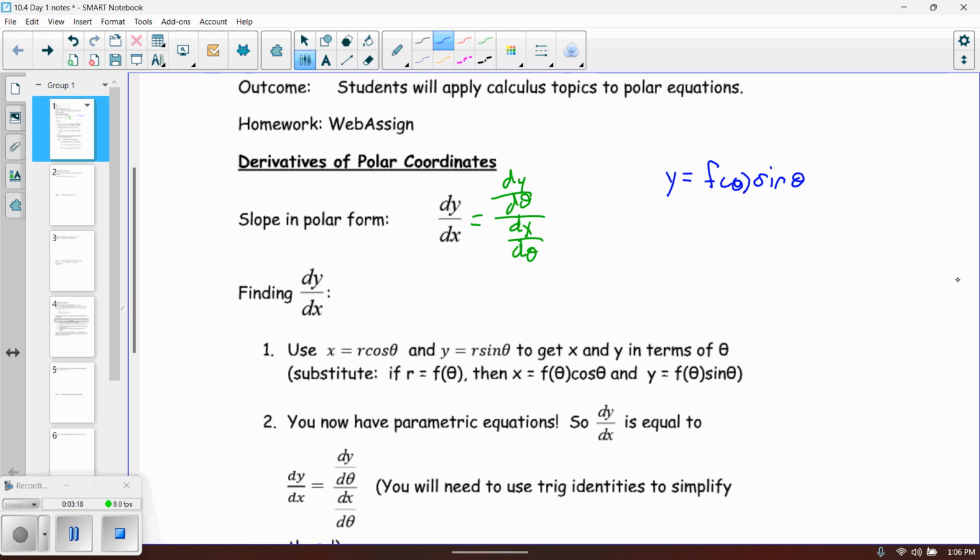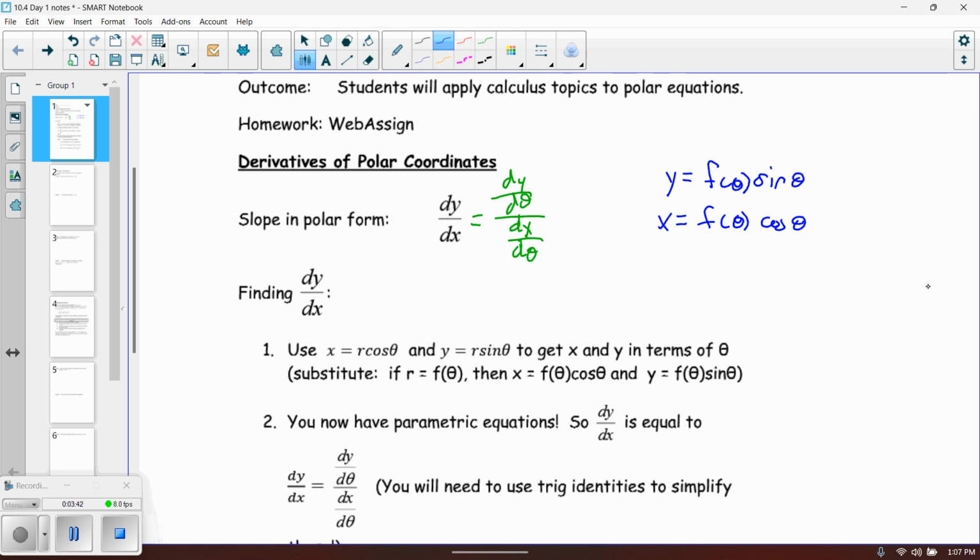Similarly with x, x is going to be r cosine theta, but again, r we're going to replace with f of theta cosine theta. Okay, none of that should really be all that difficult. Now let's look at how we actually find this.